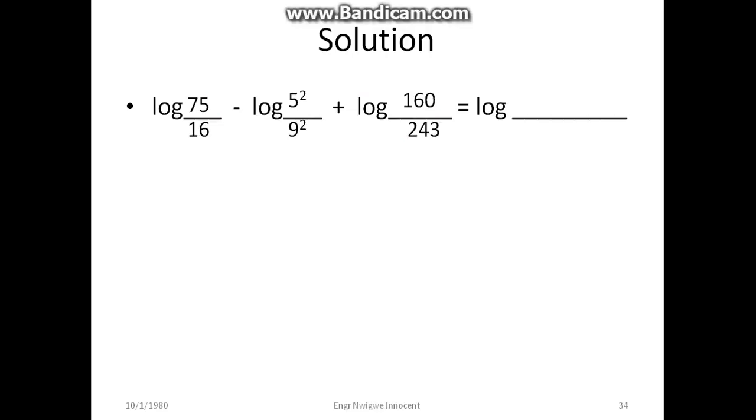Therefore, we now have log 75. Since 75 and 160 are both positive, they have been multiplied. 75 times 81 times 160 all over 16 times 25 times 243. Therefore, we now have log 10 to the base 10, which still gives us 1.